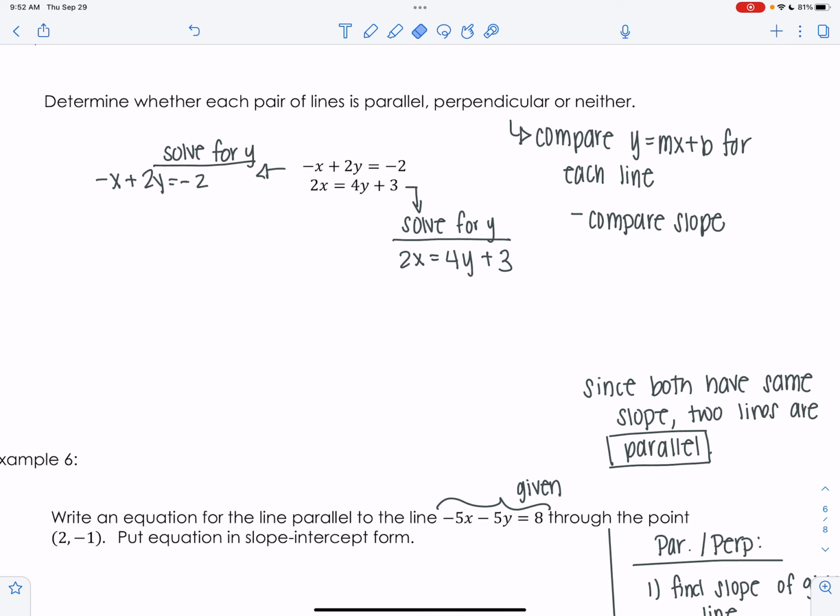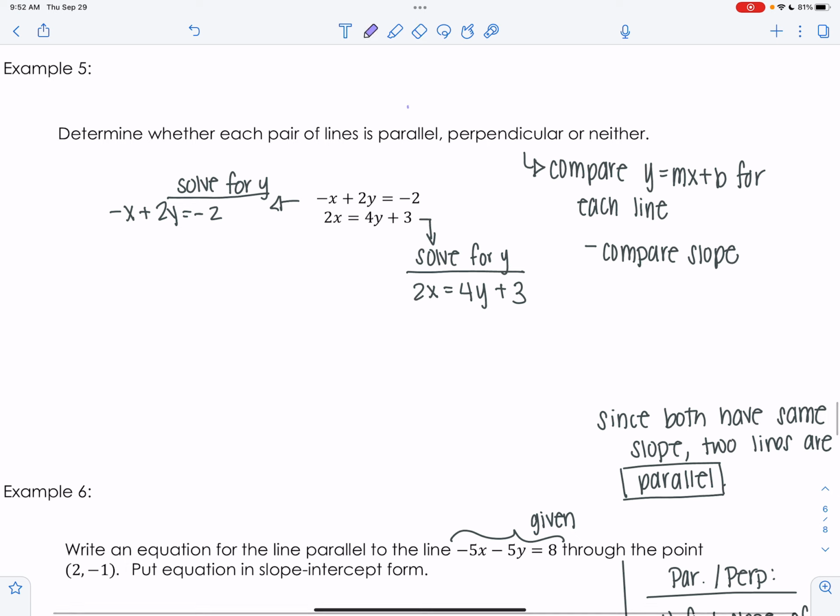So remember, parallel lines are going to have the same slope. Perpendicular lines are going to have opposite reciprocal slopes. And then neither is going to be, they're not the same and they're not opposite reciprocal. There's something else. We don't care what. They are just not the other two.